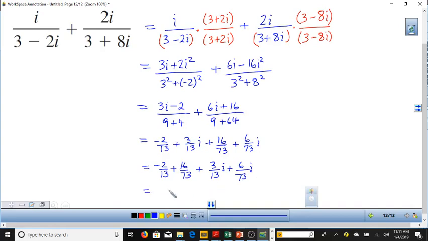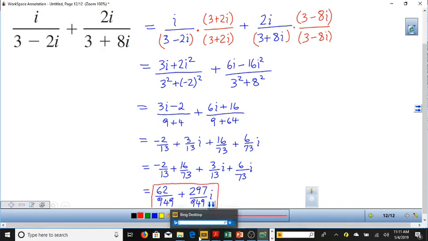Negative 2 over 13 plus 16 over 73 is 62 over 949. I used my calculator to do that if you're wondering. And then 3 over 13 plus 6 over 73 gives us 297 over 949i. I would prefer to leave them as fractions, not as decimals.